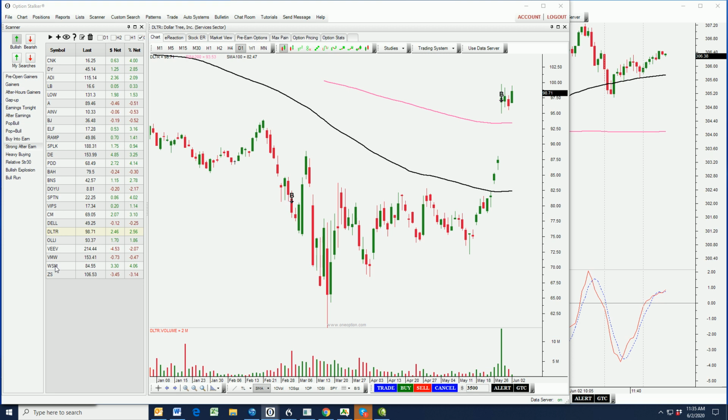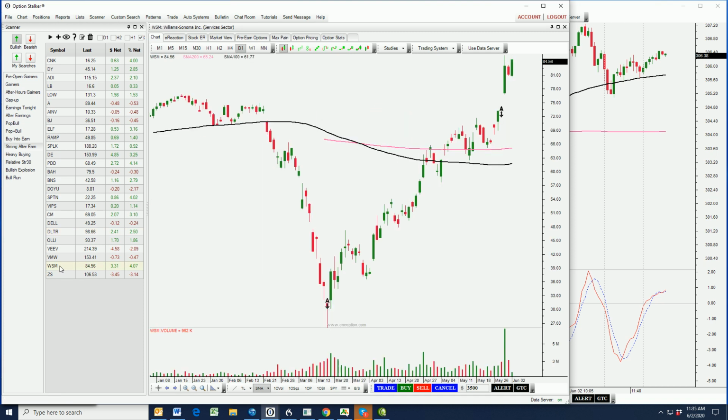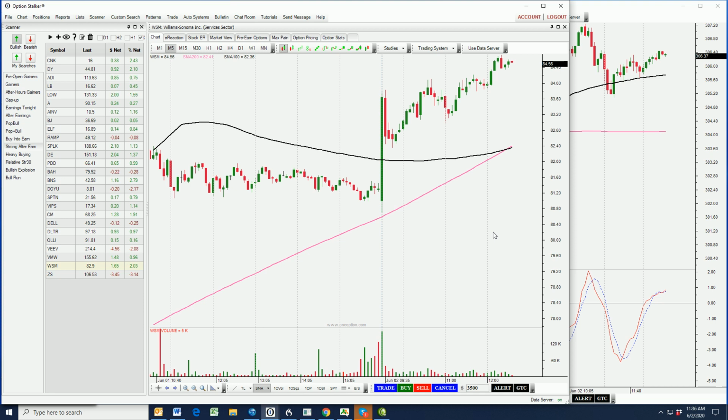And let's see if we've got anything else that looks good in here. Williams Sonoma. Click on that, take a look at it. You can see this nice breakout here through horizontal resistance. There's your earnings after the close. It's able to gap through, hold the gap. Today, it's on its high right now. I think WSM looks pretty dang good, and it looks good on a day trading basis, and it may set up well for a swing trading basis.